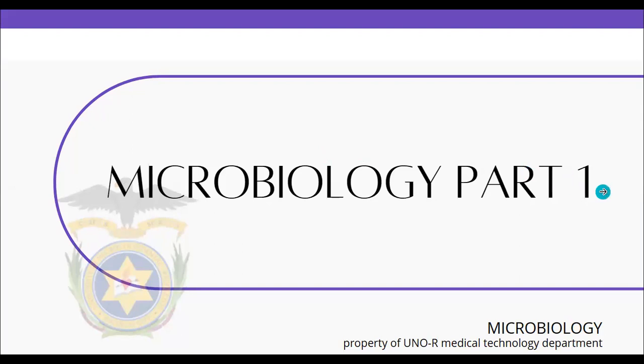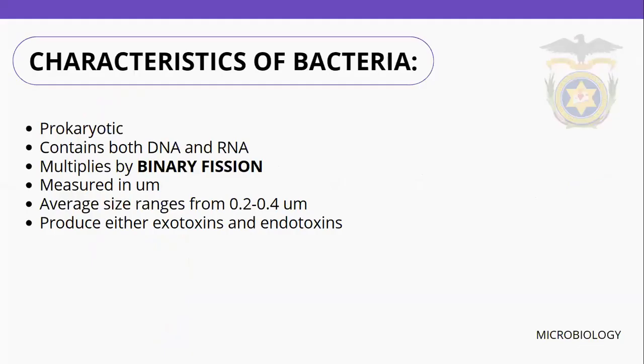First, let's review the characteristics of bacteria. Bacteria are prokaryotic, they contain both DNA and RNA, and they multiply by binary fission. Bacteria are often measured in micrometers, and their average size ranges from 0.2 to 0.4 micrometers, and they produce either exotoxins or endotoxins.